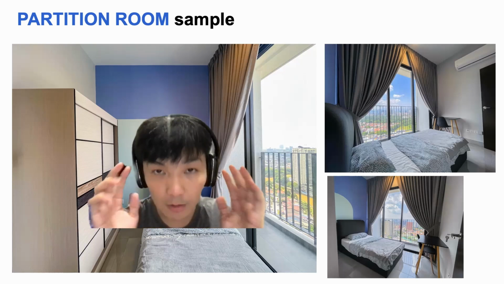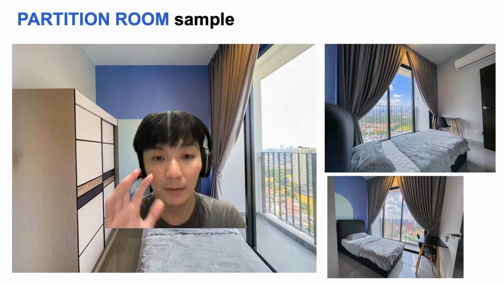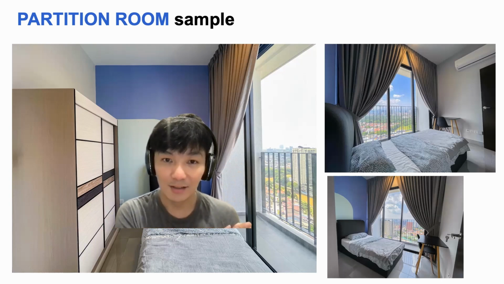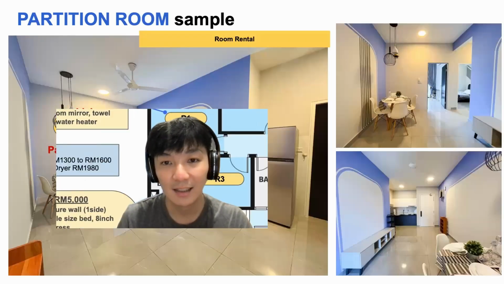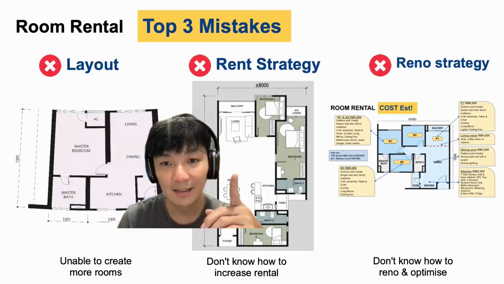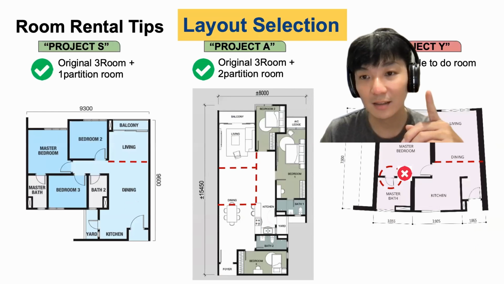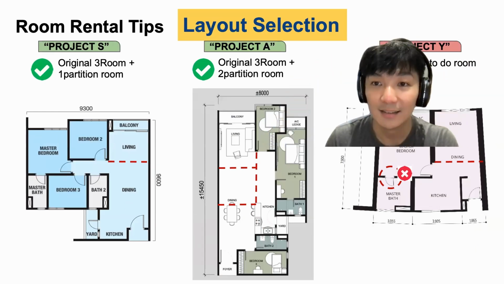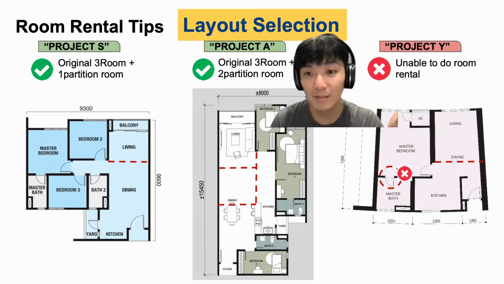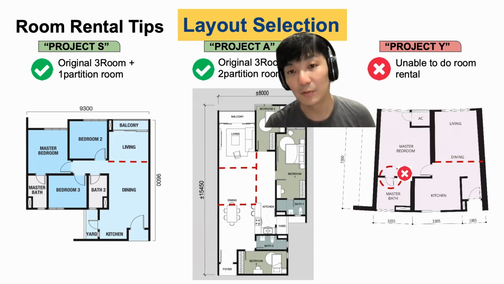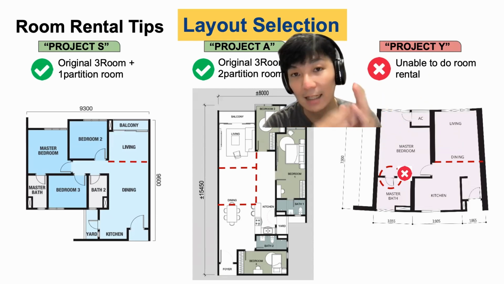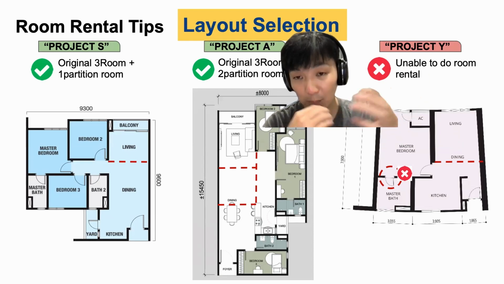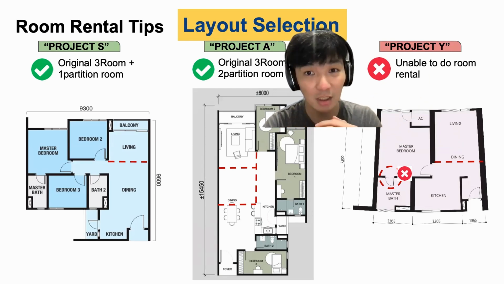So the rental strategy has to be defined before you even buy the unit, not after you bought the unit. When we go back to the layout, right? Remember, if you already bought the wrong layout like this, then I can't do much. You also can't do much unless you really redo a bit of the layout. So you have to define your rental strategy at the very beginning, before you even make the payment, make the booking, make the purchase for your properties.